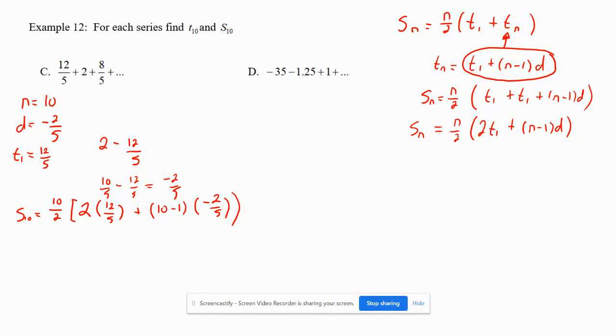Now I'm going to use a calculator. We're going to put this in exactly the way we see it over here. 10 over 2, bracket 2 times 12 over 5, close that bracket, plus bracket 10 minus 1, bracket negative 2 over 5. And I get an answer of 6. Okay, so this is how the second version of the formula looks over here.